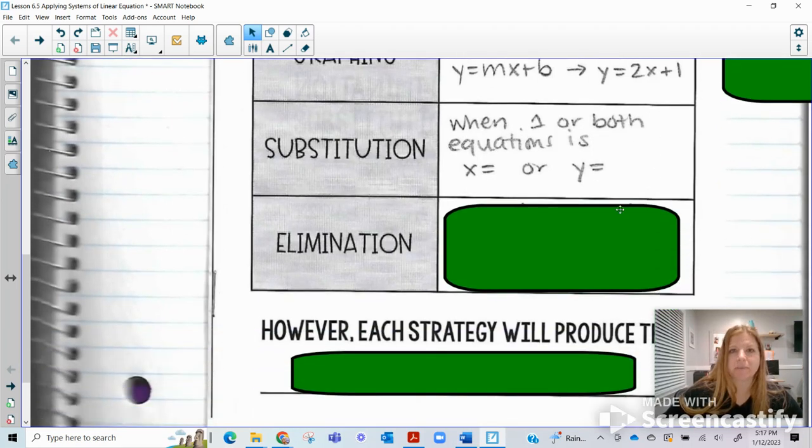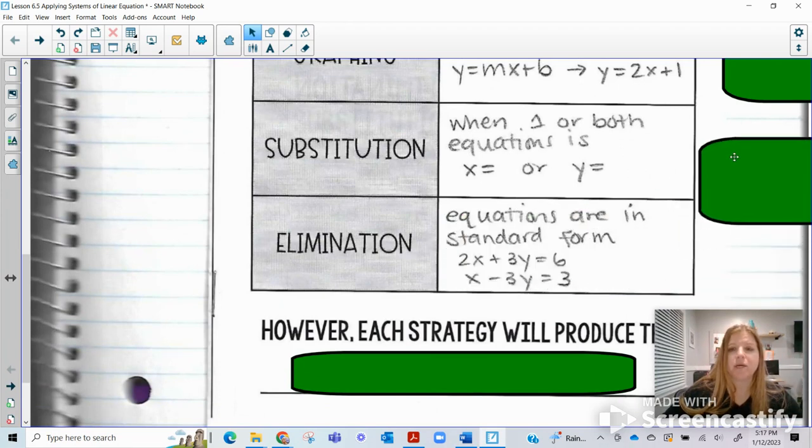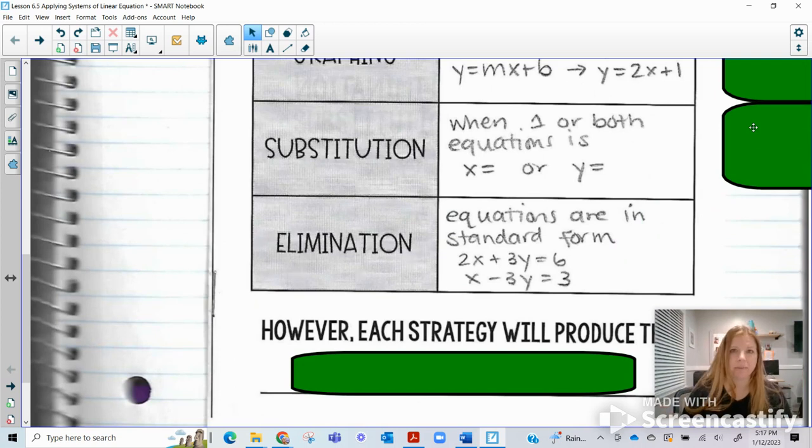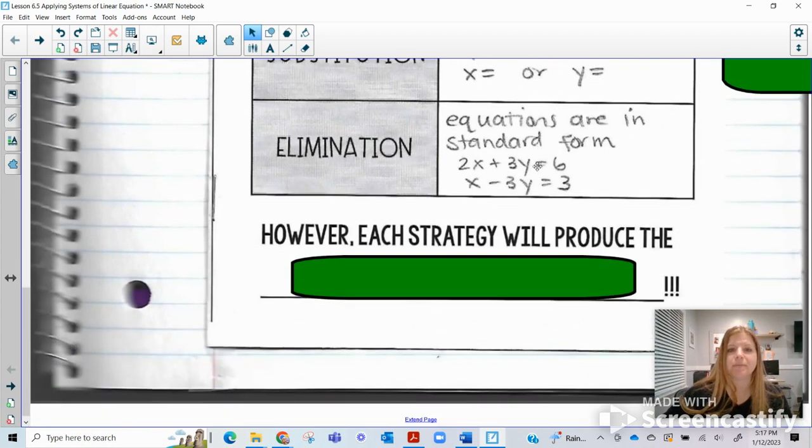Elimination is the last topic that we already learned. It is always used in the problems that we've done when both equations are in standard form. They look like ax plus by equals c. Everything is lined up perfectly for us to either add the equations together, subtract, or maybe you have to multiply one of them to make it actually happen.